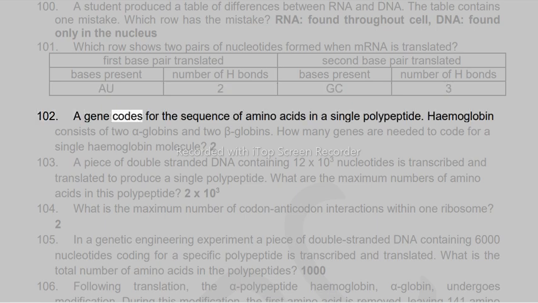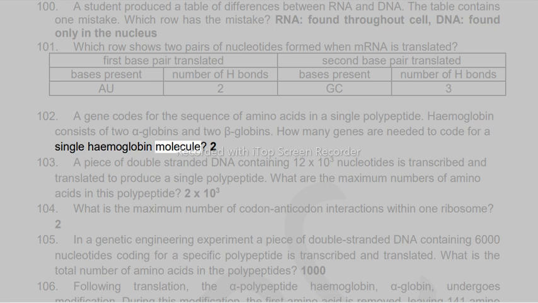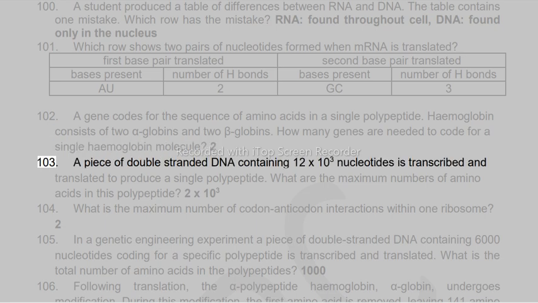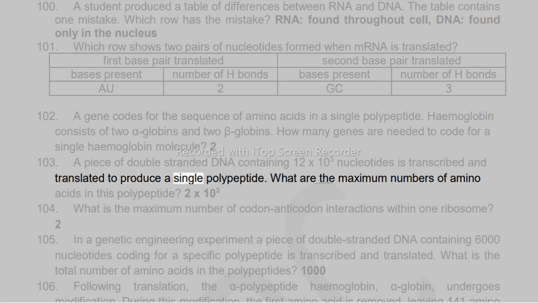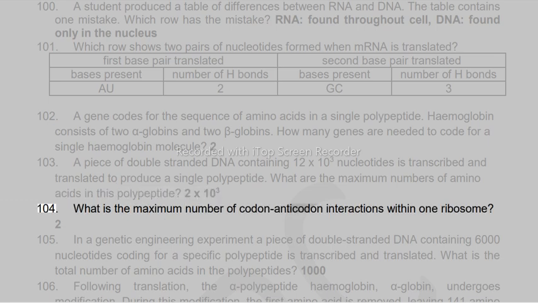102. A gene codes for the sequence of amino acids in a single polypeptide. Hemoglobin consists of 2 alpha globins and 2 beta globins. How many genes are needed to code for a single hemoglobin molecule? 103. A piece of double-stranded DNA containing 12 by 10^3 nucleotides is transcribed and translated to produce a single polypeptide. What is the maximum number of amino acids in this polypeptide? 2 by 10^3. 104. What is the maximum number of codon-anticodon interactions within one ribosome?